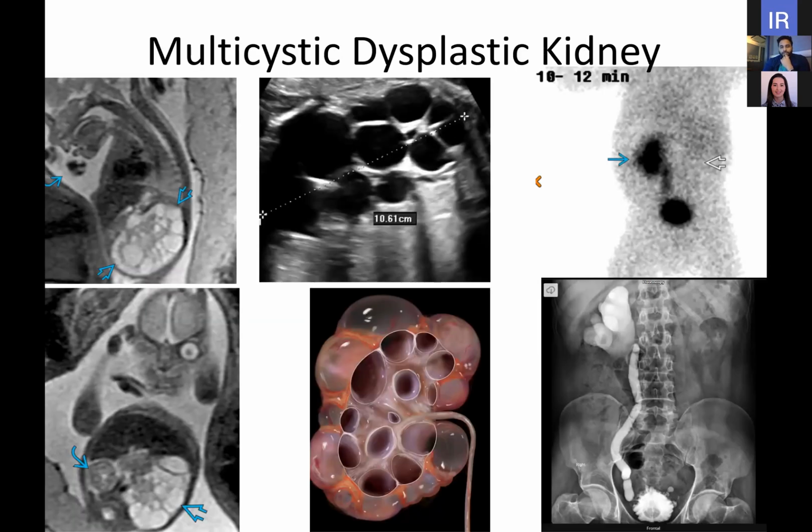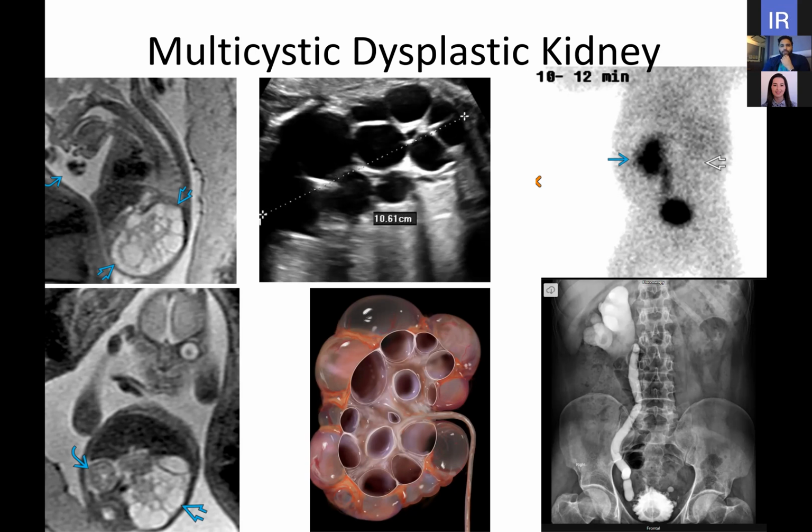So this is a summary slide of the images combined. Like I said, these patients do relatively well as long as the opposite kidney is protected with regards to minimizing the reflux disease and things like that, and just minimizing risk of infection. But the outcome is generally pretty good.